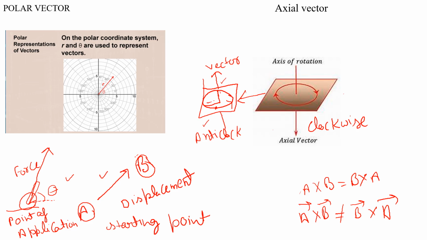Vectors have their own algebra which is different from ordinary algebra. For example, in ordinary algebra we see 3 plus 4 is equal to 7 and A cross B is equal to B cross A. While in vector algebra we see 3 vector plus 4 vector is not equal to 7 vector, and A vector cross B vector is not equal to B vector cross A vector.